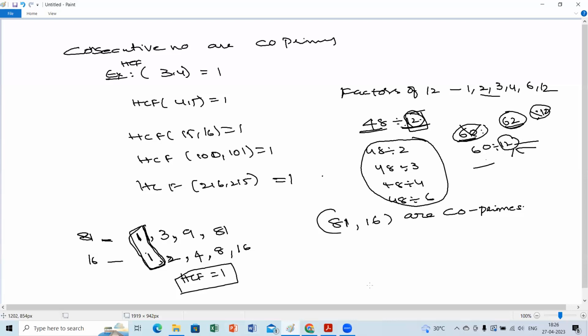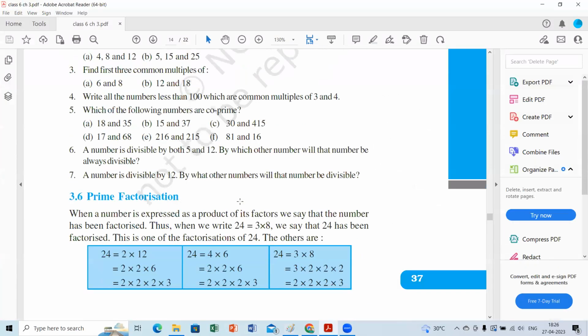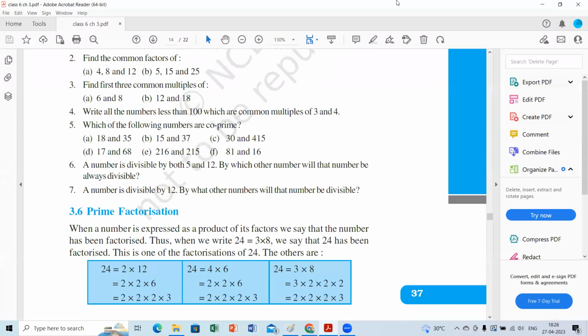It's a more important question, children. The last two bits are very, very important. This is the application part. One: a number divisible by both numbers is also divisible by their product. And here: a number divisible by 12 is also divisible by the factors of 12.